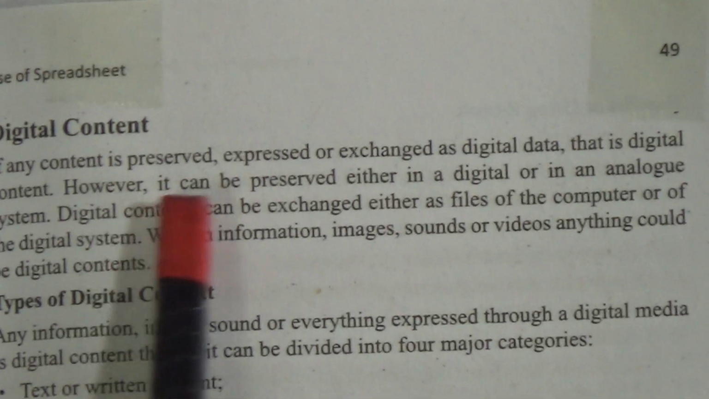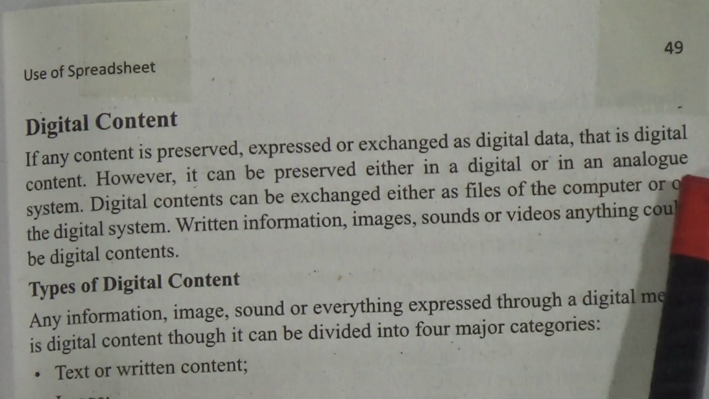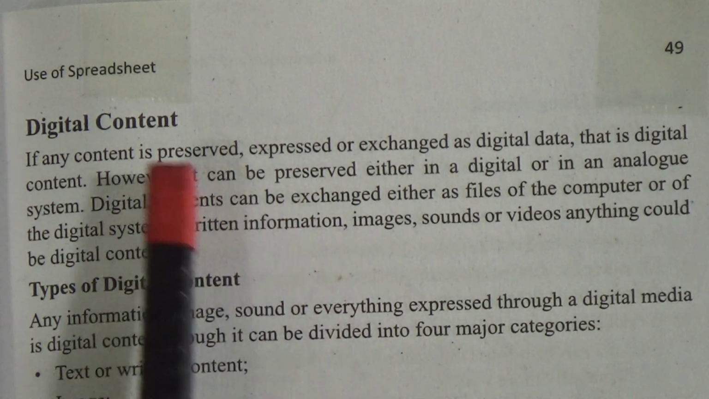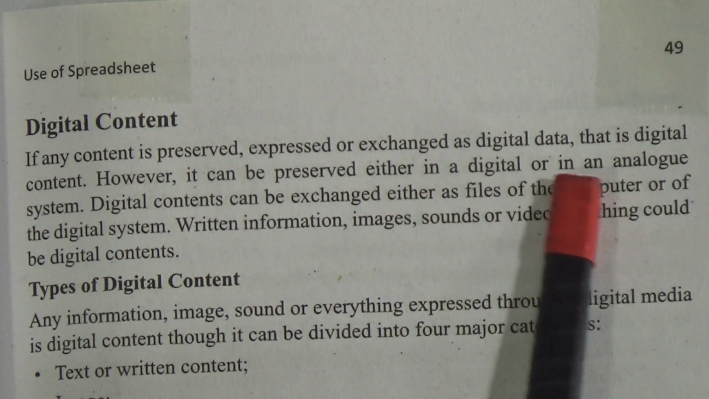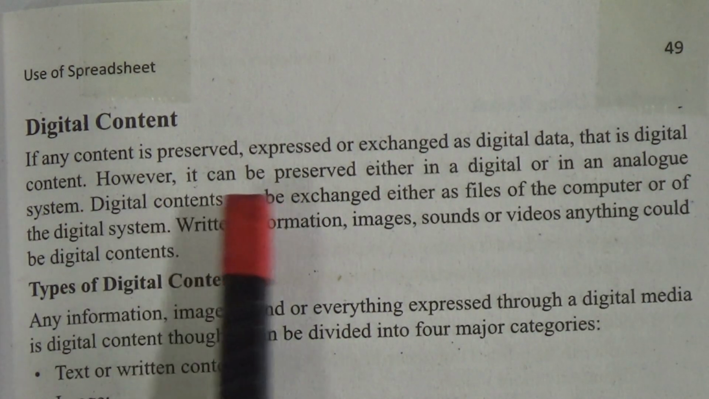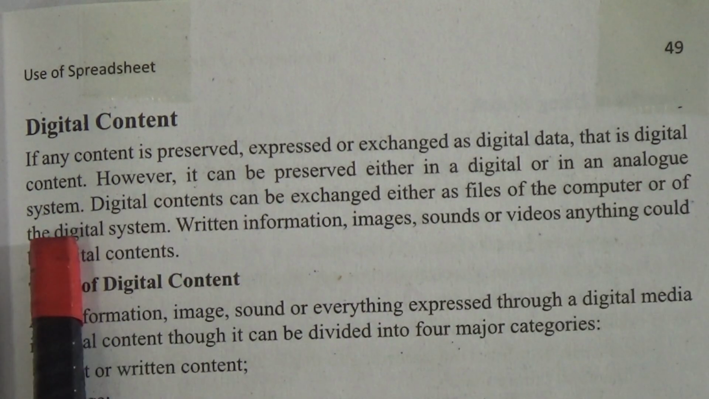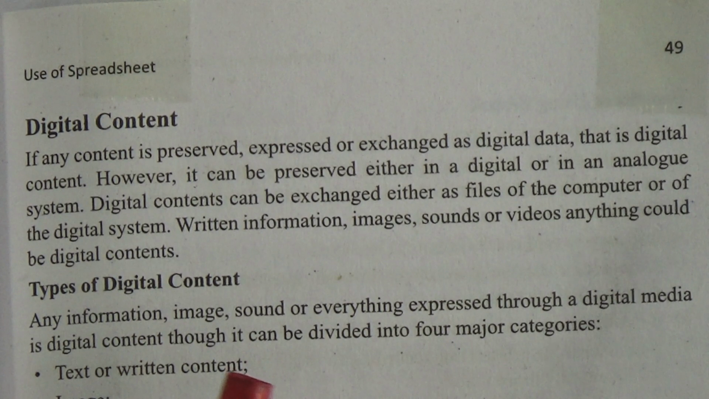If any content is preserved, expressed, or exchanged as digital data, that is digital content. So what is digital content? If any content is preserved, expressed, or exchanged as digital data, that is called digital content. However, it can be preserved either in a digital or in an analog system. So with analog system or digital system, we can preserve this.